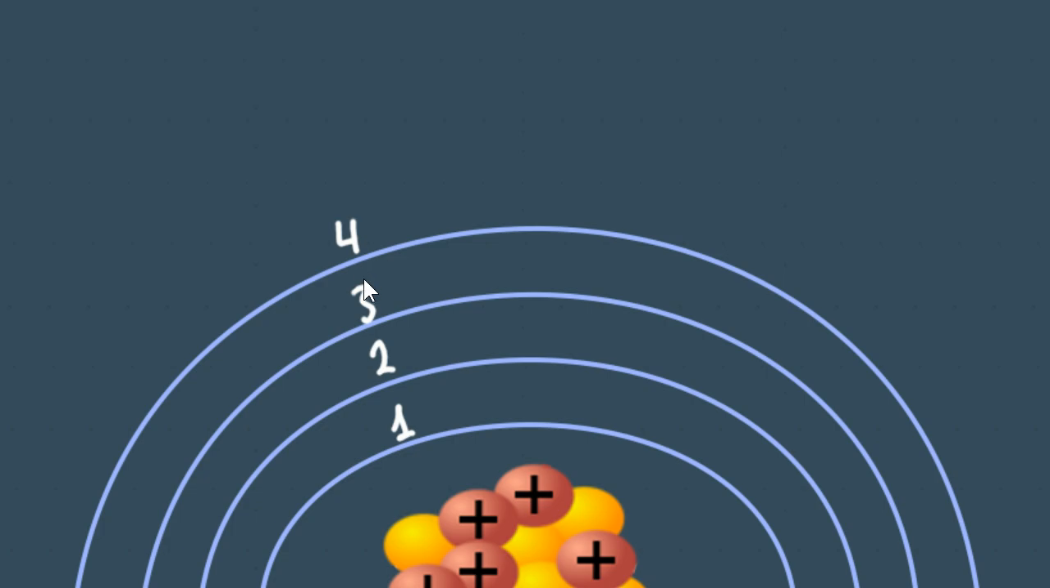And each energy level can only hold a maximum of a certain number of electrons. The first level, closest to the nucleus, can only hold a maximum of 2 electrons. The second energy level can hold a maximum of 8 electrons. And the third energy level can hold a maximum of 18 electrons. The maximum number of electrons in a single energy level can be calculated using the formula 2n², where n is the energy level number.